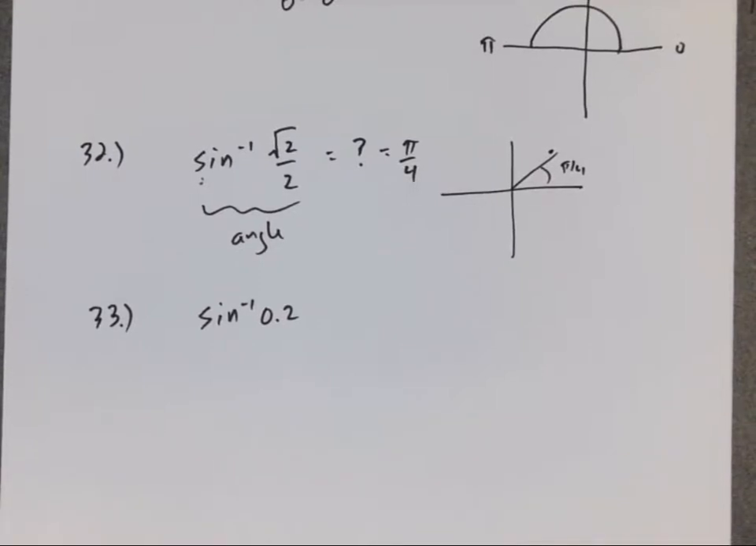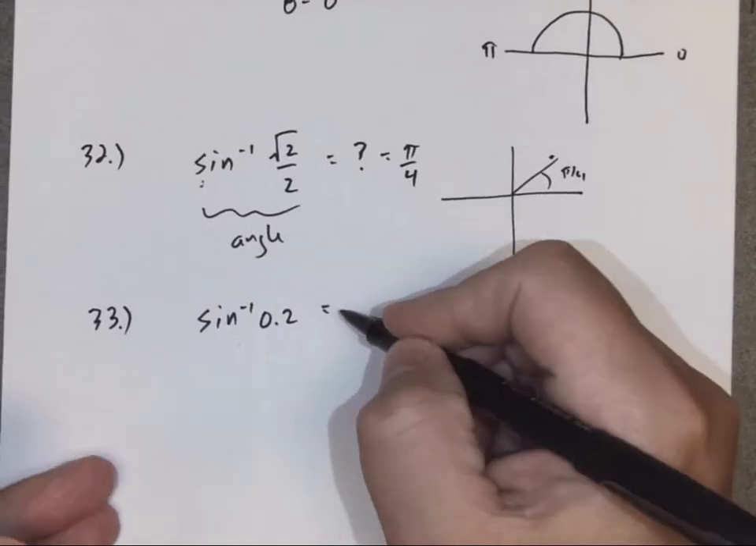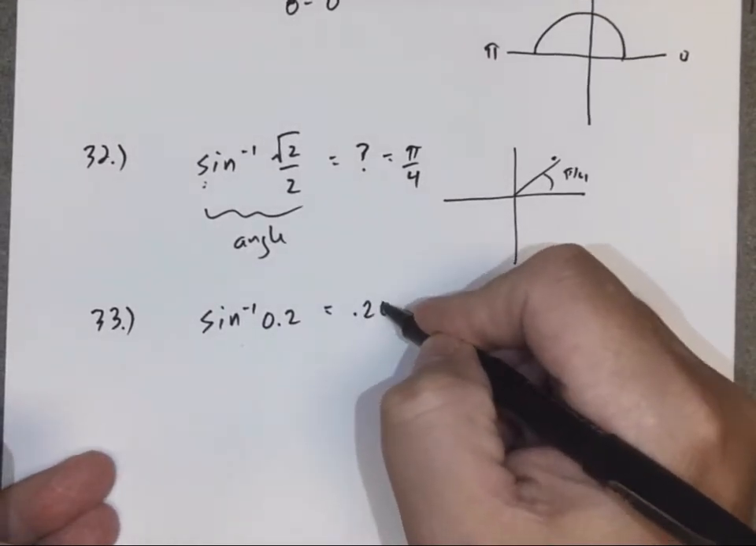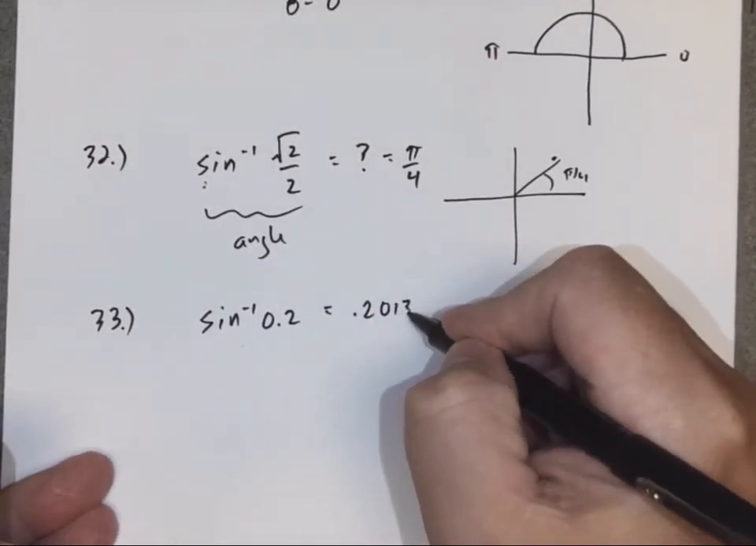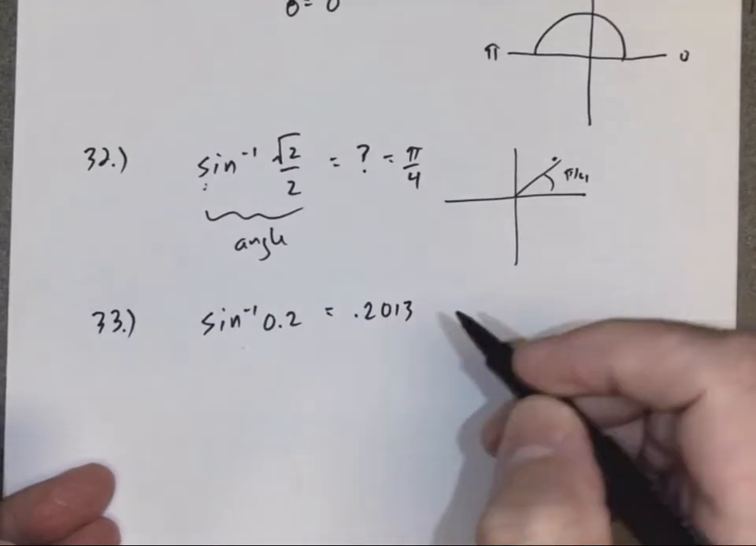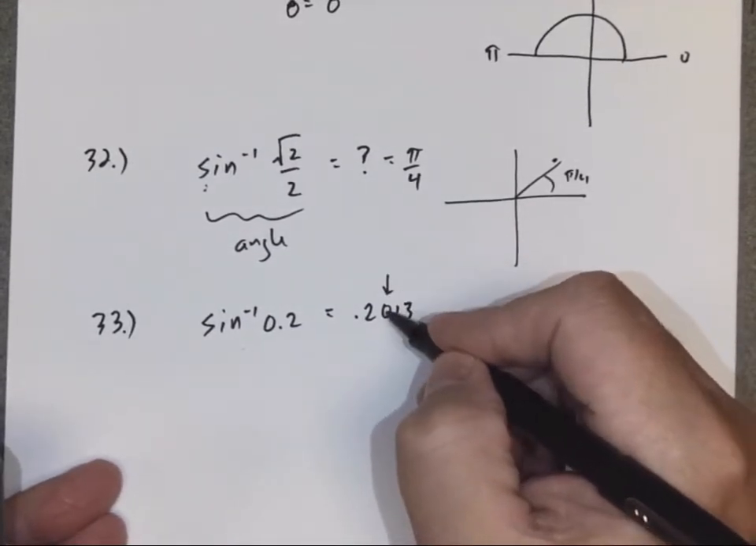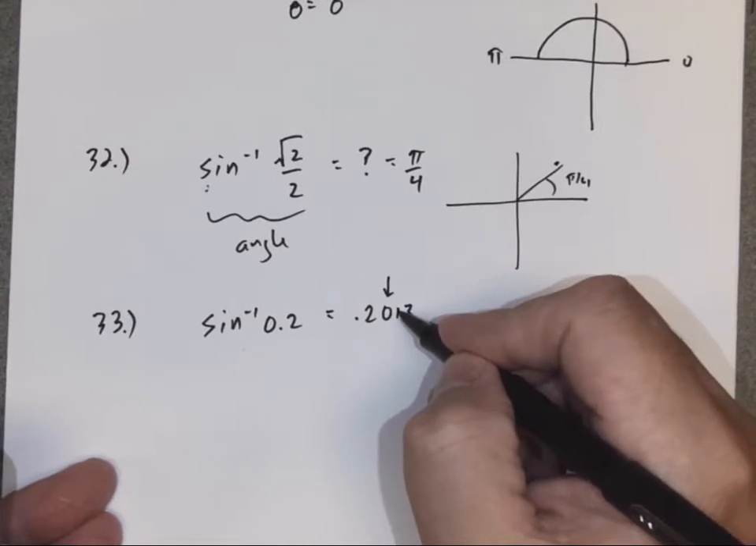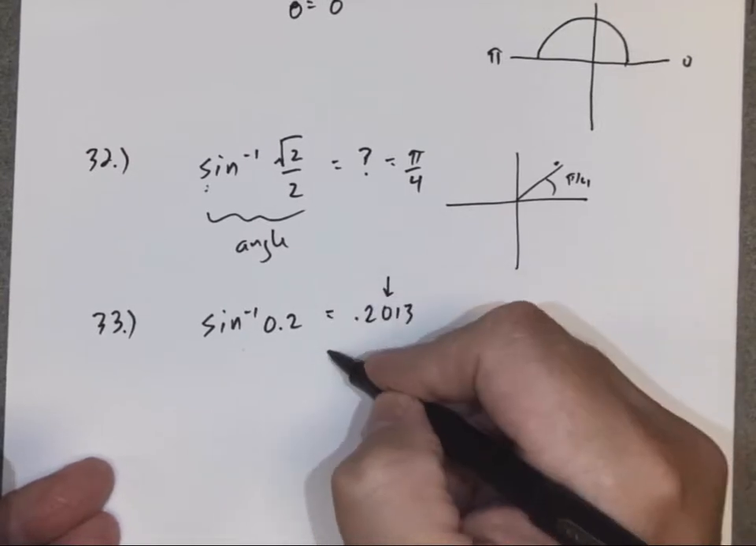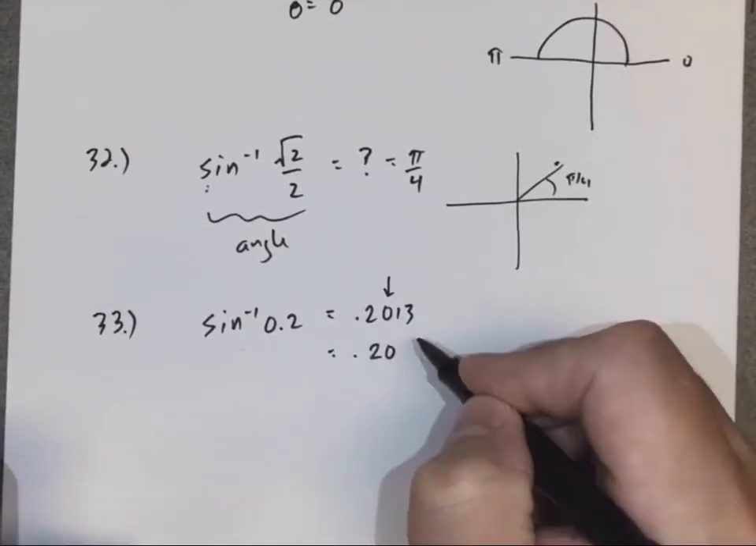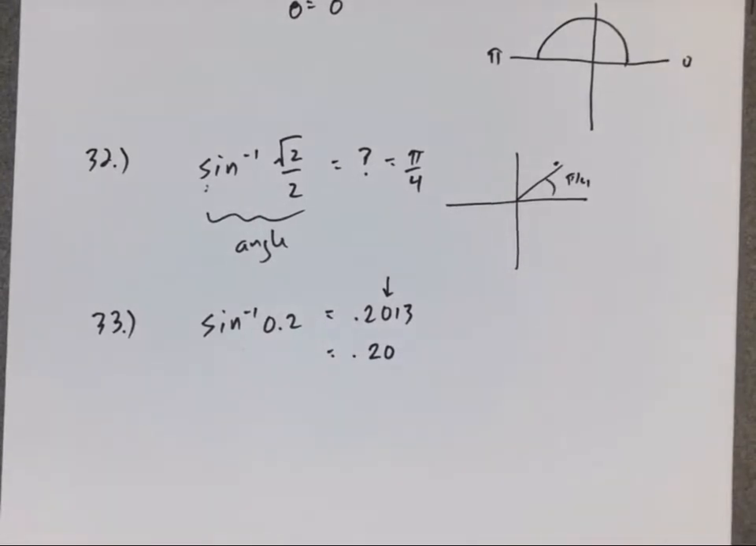So I just hit 0.2 in my calculator. I go find, there's an inverse sine key. And it says round to 2 decimal places. So initially, it's 0.2013, and it goes on. But since I rounded to 2 decimal places, 0 is my last digit. I look at the 1, since it's less than 5, the answer would just be 0.20 radians.